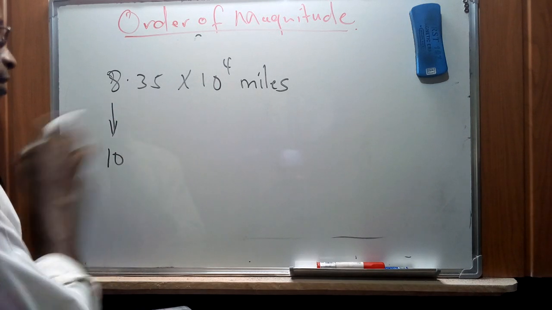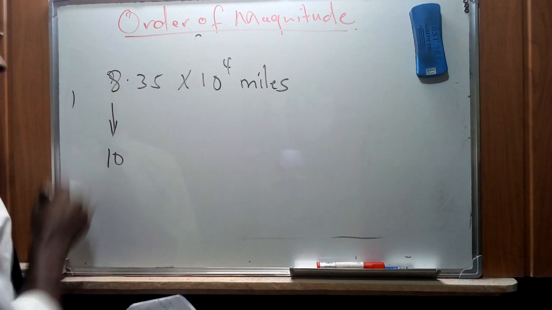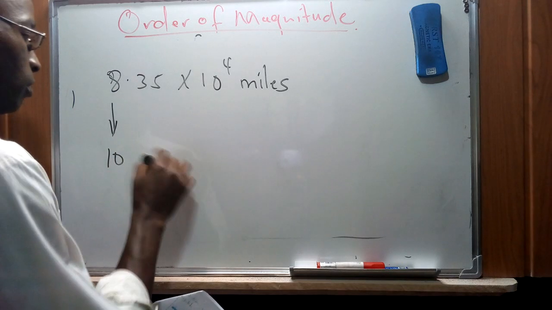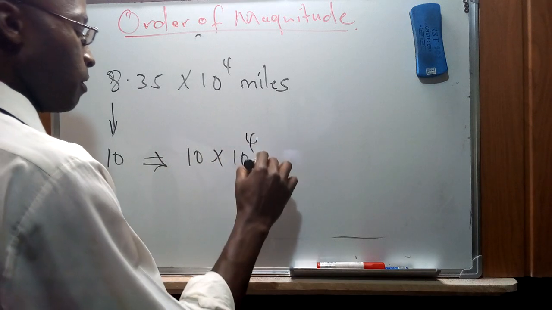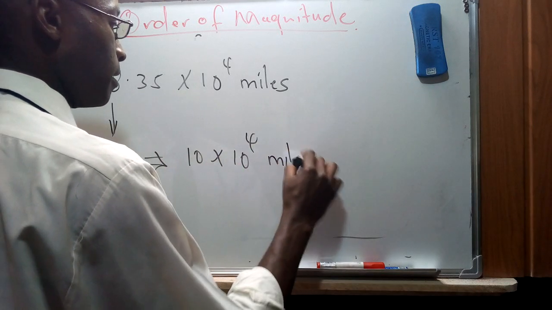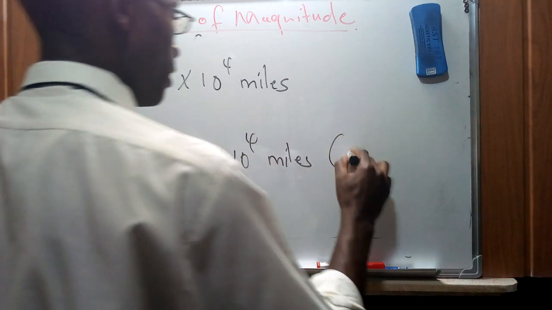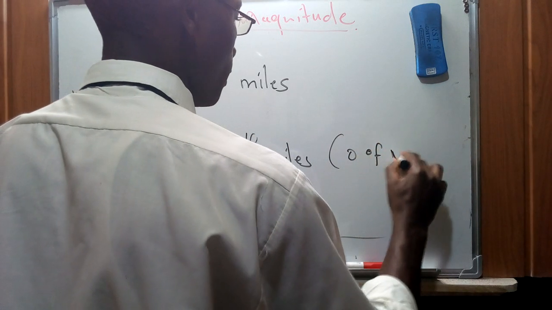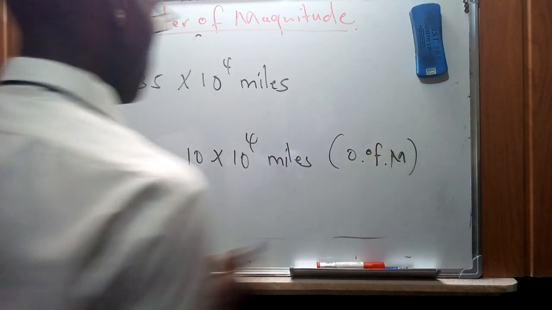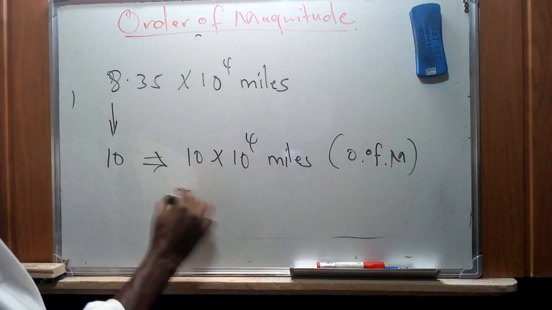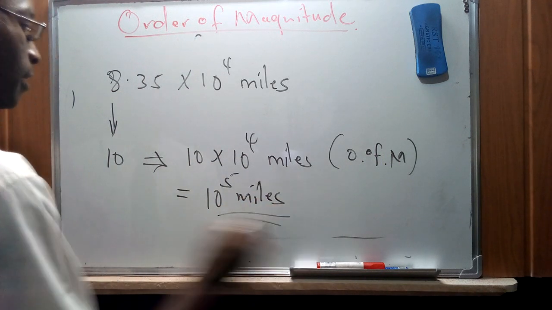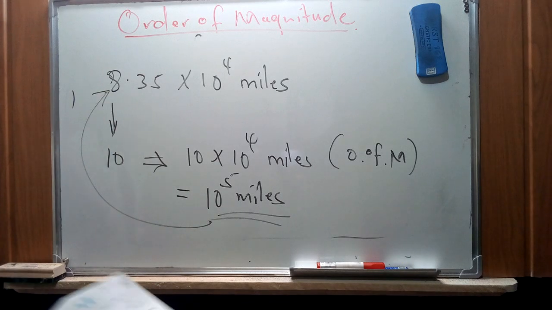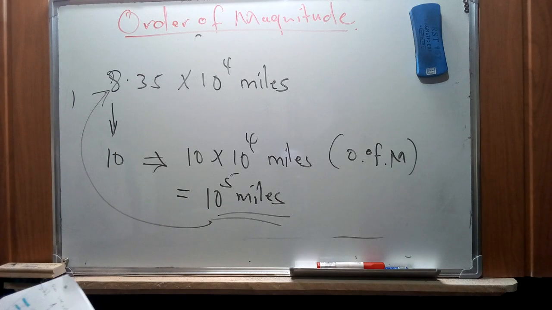So if it's less than 5, we give it 1. If it's more than 5, we give it 10. So it is going to be 10 times 10 raised to power 4. This is miles. This is its order of magnitude. So in this case, this quantity makes up the order of magnitude of this specific number.